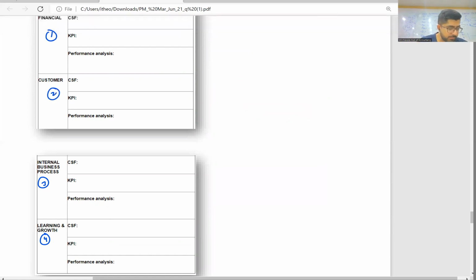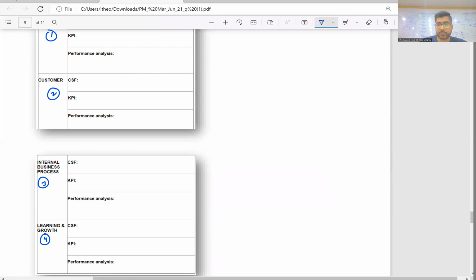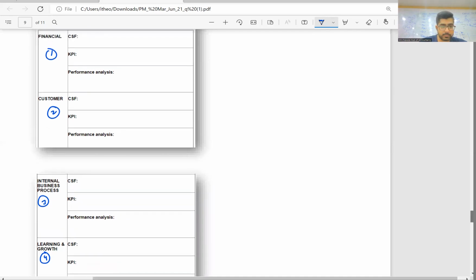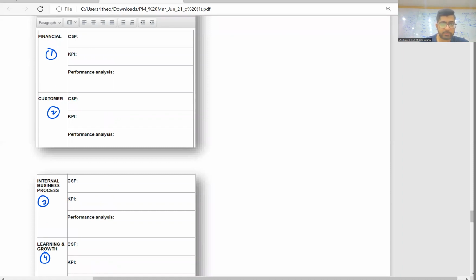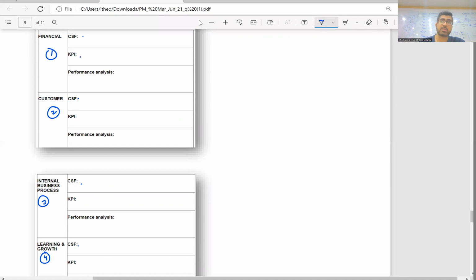So for each perspective, use this template. You have to select an appropriate critical success factor. Out of the 4, you have to select an appropriate critical success factor, which relates to which. This can be copied from the question because there are 4 critical success factors given. For each perspective, you need to select the appropriate CSF. This is a copy paste job. But then your work starts, then you have to identify an indicator which will help you to measure that CSF.